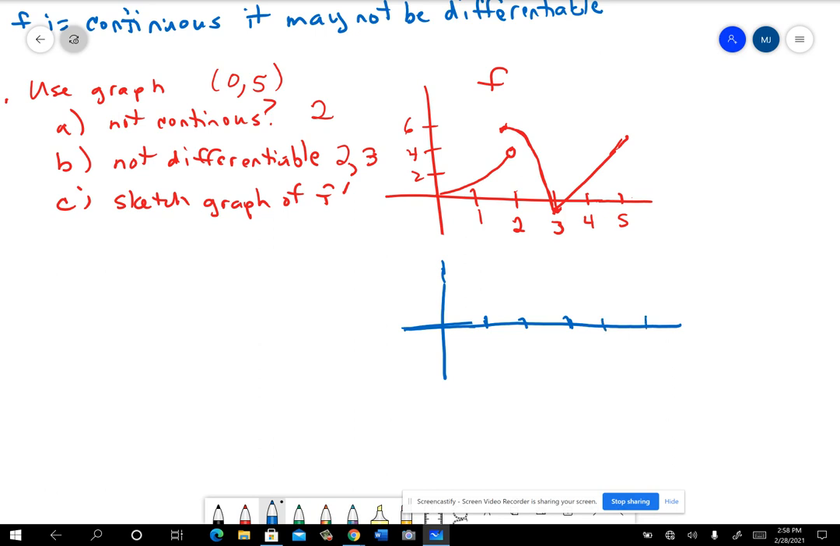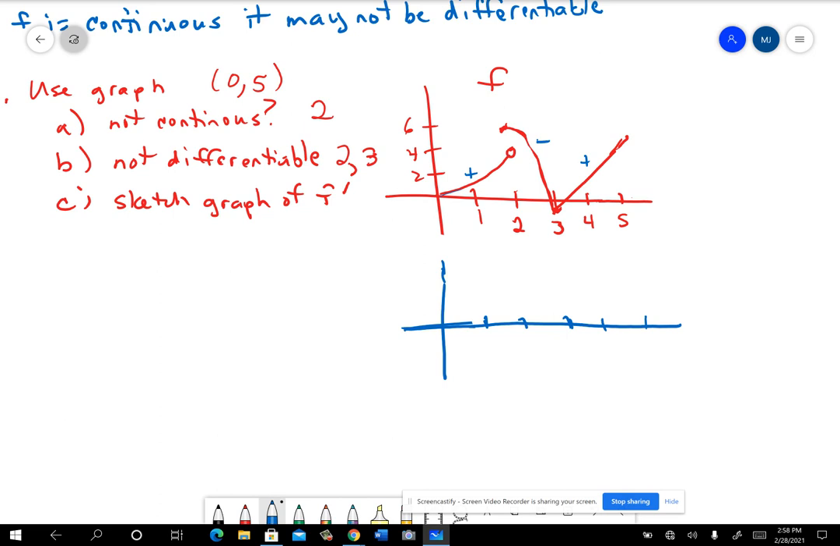Okay, so let's think about that. Notice on this piece right here, the graph is rising, so the slope is positive. Here it's falling. Oops, I said falling and I wrote a positive. Falling, so it's negative. Here it's positive.